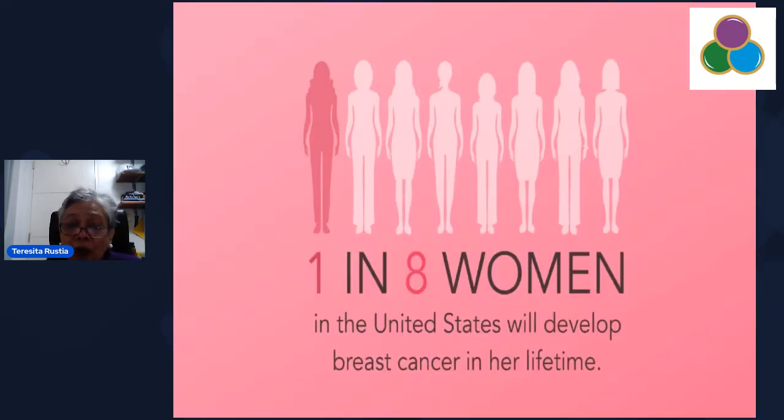Now, 1 in 8 women in the United States will develop breast cancer in her lifetime. Okay? This was the finding last year, the result of the studies. I really don't know how many now. So 1 in 8 women will develop breast cancer in her lifetime.